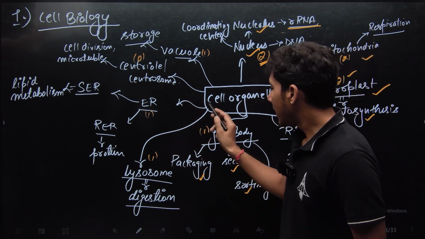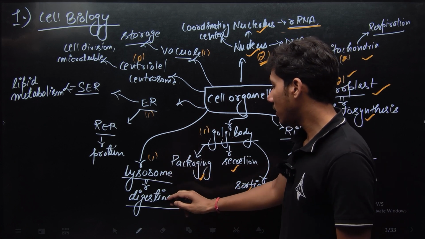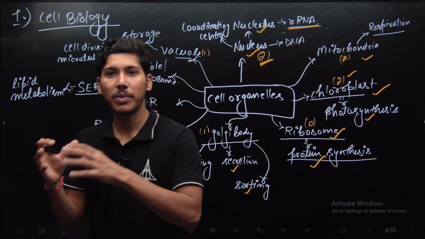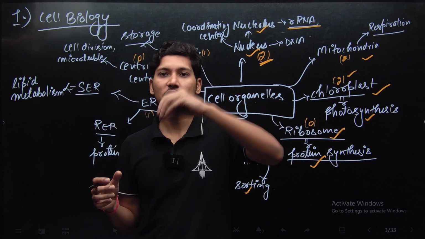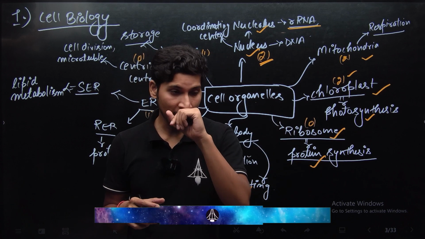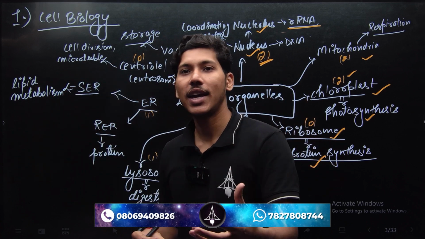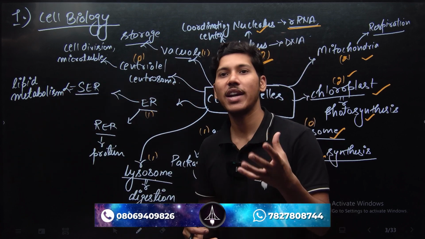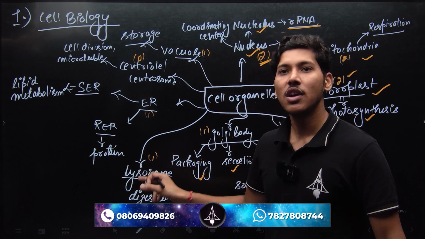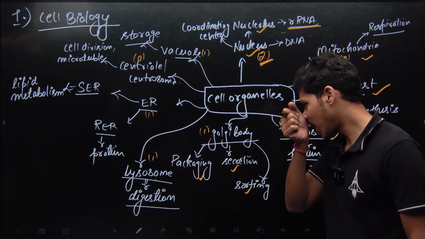Okay. The next cell organelle is the lysosome, which is also a single membrane system, and it is involved in digesting cell debris and anything foreign in the cell. And sometimes when the cell gets older, it digests the whole cell also, because it contains hydrolytic enzymes which are active at acidic pH. It is involved in regulated cell death, which is apoptosis. Okay, now let's move ahead.